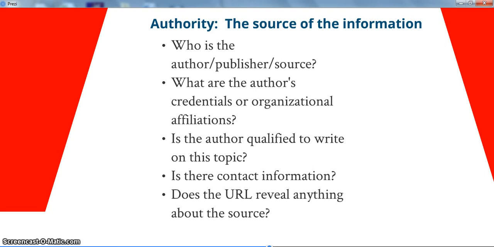One other thing you can look at is the URL for the site. This is the website address. Does the address reveal anything about the source? For example, if it's a .com site, that means it's a commercial site. A .edu site is an education site, usually a college or a university. A .gov site is a government site, and a .org site is an organization. Looking at the website address may give you some clue to the author or the source of the information.